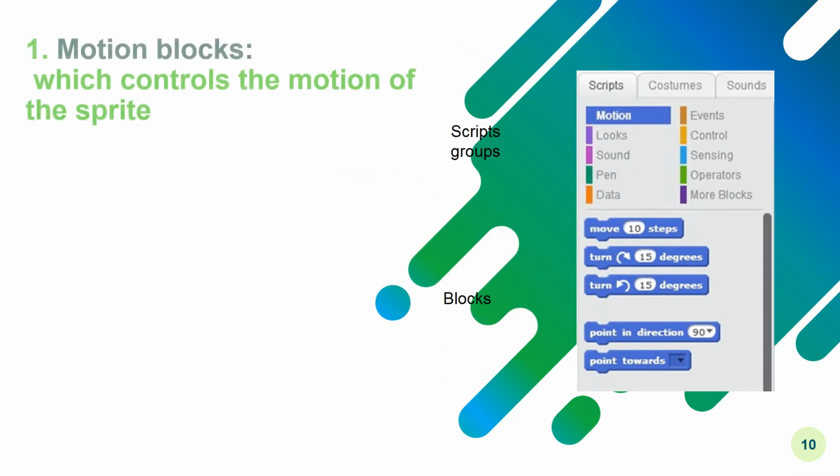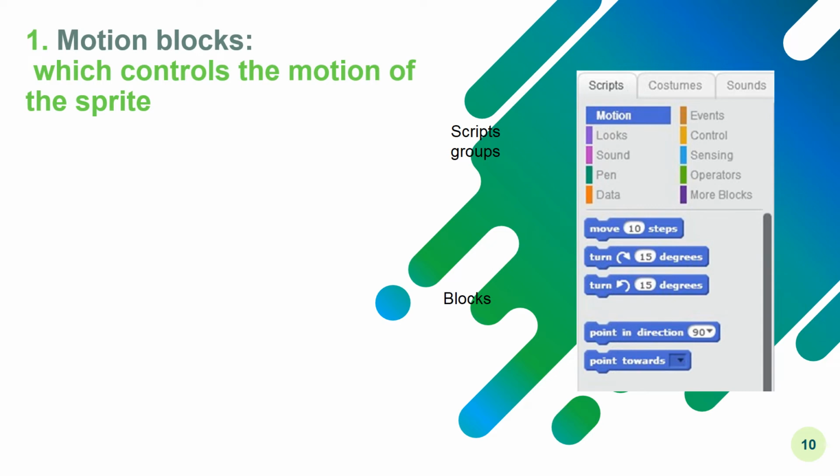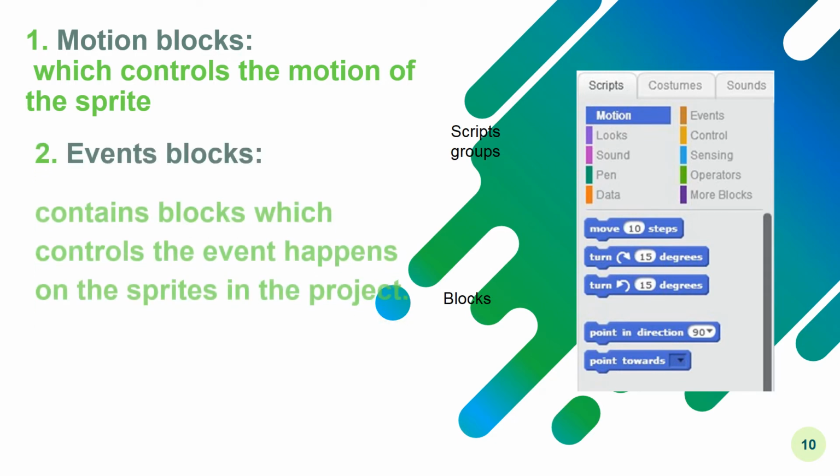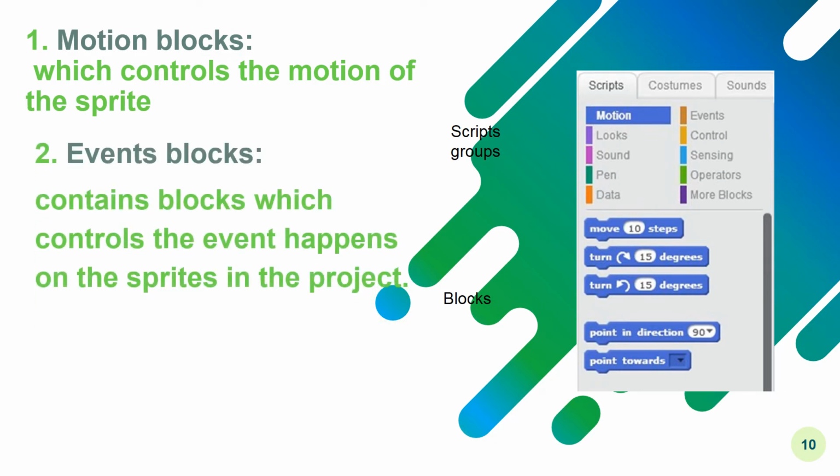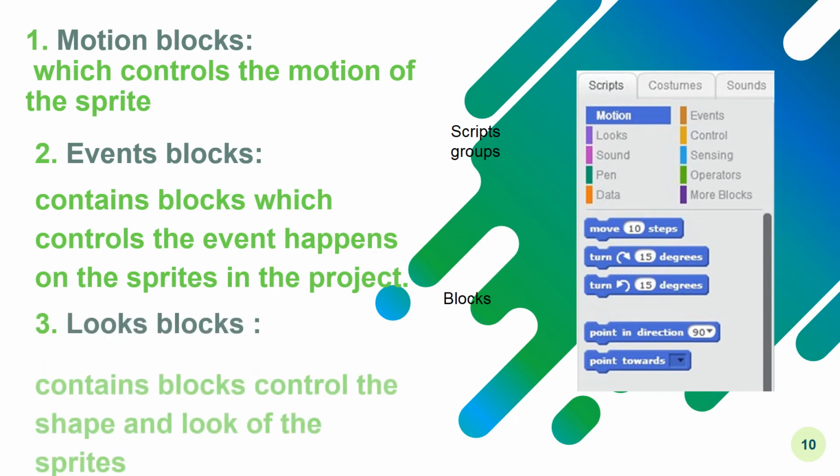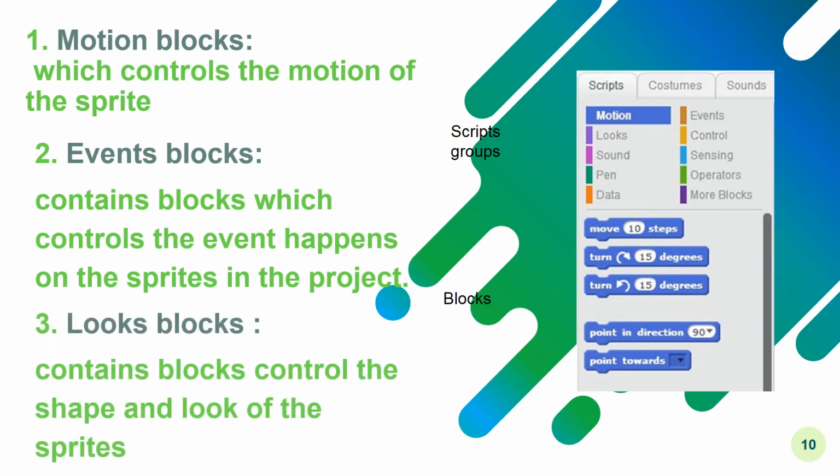Now the motion blocks. They are the ones which control the motion of the sprite. Number 2, the events blocks. They contain blocks which control the events that happen on the sprites in your project. Number 3, the looks blocks. They contain blocks which control the shape and how your sprite looks.